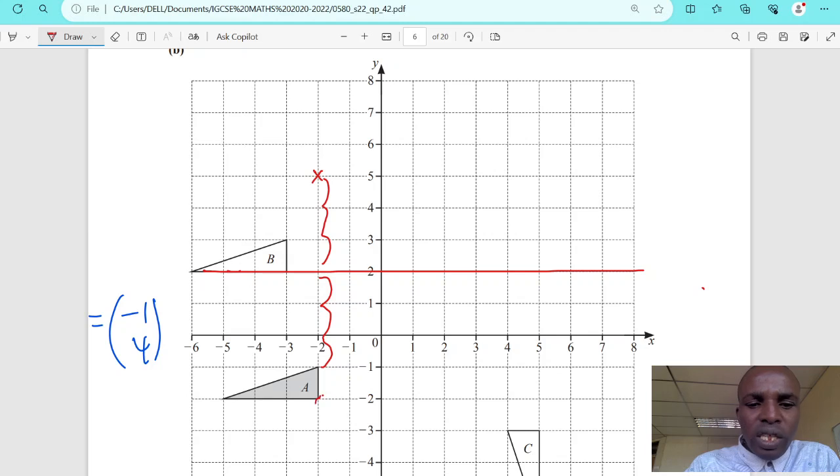This one, it will be this point: 1, 2, 3, 4, 1, 2, 3, 4. So you count from the original point to the line, then the same number of boxes from the line to the image. So this one will be 1, 2, 3, 4, 1, 2, 3, 4. Like this. This will be the image. Nice one.